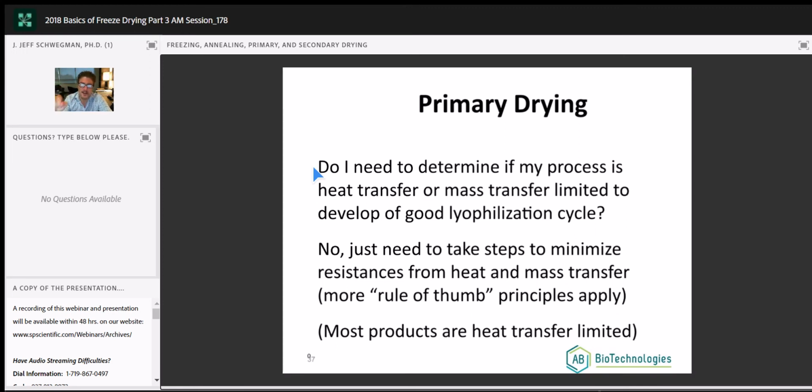Don't super concentrate your formulation. Again, my rule of thumb is don't formulate more than 10% total solids, or 100 milligrams per mil, because once you generate the water vapor, it's got to get through this brick of dried layer, and it's very difficult.